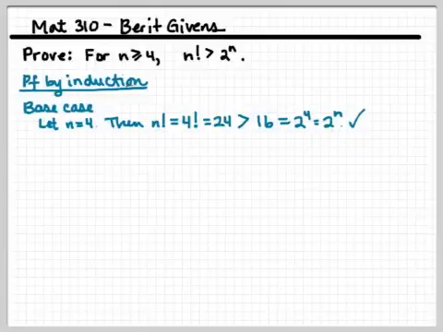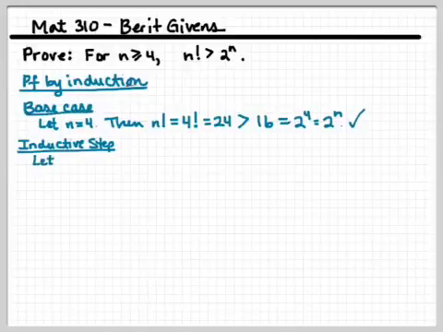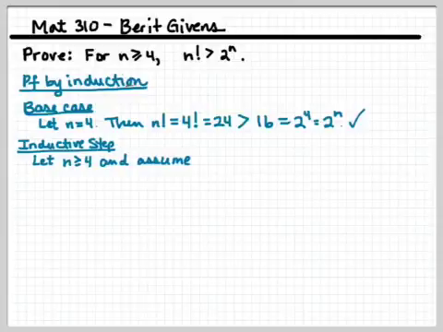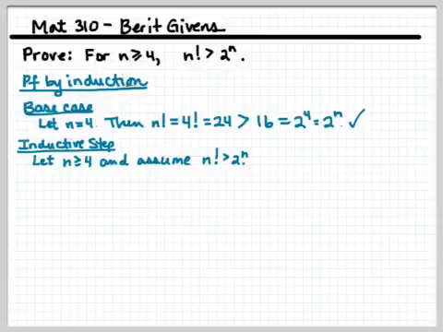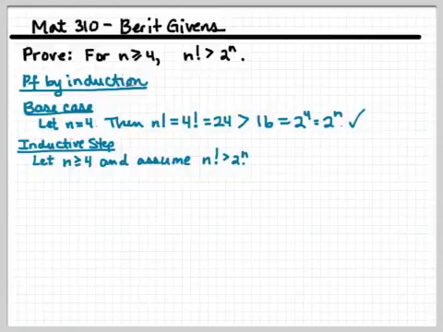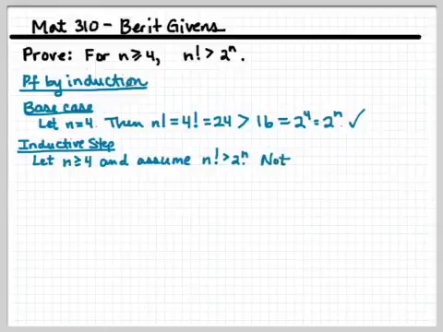Okay. Now I'll start my inductive step. I'll let n be greater than or equal to 4, and I will assume, because it's my inductive hypothesis, that n factorial is greater than 2 to the n. I shouldn't say "then n factorial is greater than 2 to the n," because that makes it sound like I already know it. It's just something I'm assuming at this point.